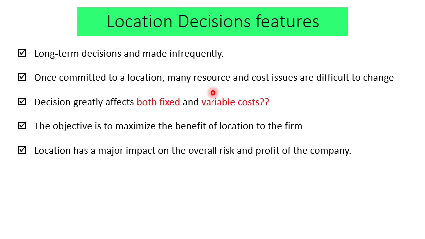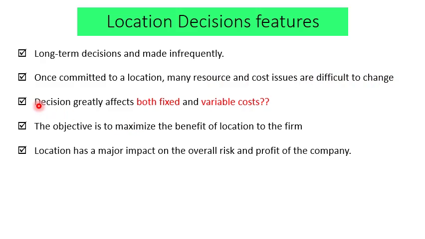And here are the features of location decisions. Location decisions have the following features. The first one is that it is a long-term decision and made infrequently. It is long-term because once committed to the location, many resource and cost issues are difficult to change. So the decision is made infrequently, not very often, because we invest a lot of costs and resources, and to change that location is difficult.